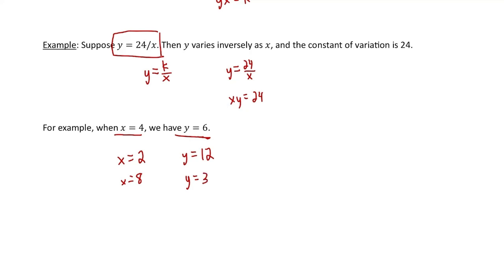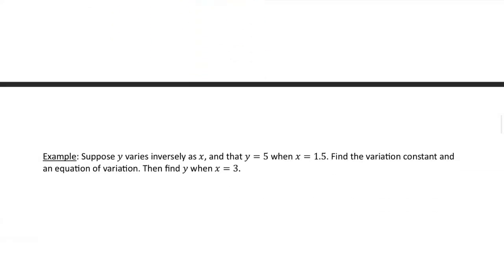Notice that if we were to triple the input, we would get 1/3 the output. If x were equal to 12, that would be tripling 4, we would get 1/3 the output. We get y equals 2. But notice that in all of these cases, 12 times 2 is 24, 8 times 3 is 24, 2 times 12 is 24. We're always getting the same product of 24.